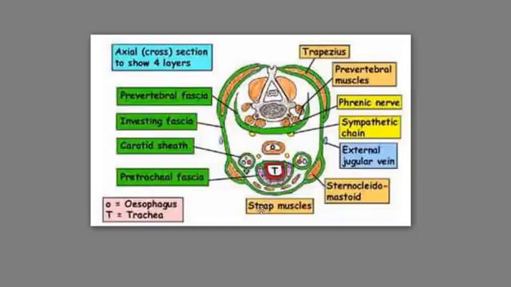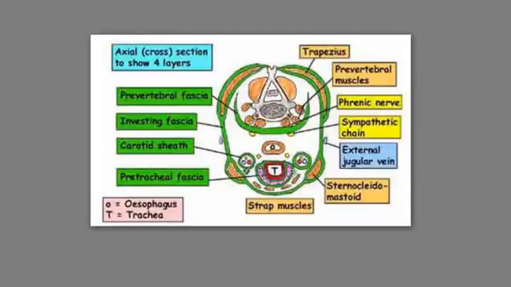So the superficial fascia isn't included on this diagram. This is just the deep fascia of the neck. So the superficial fascia would run outside of this, and the platysma would be contained here anteriorly in the superficial fascia. So you've got the investing fascia, which encloses the entire neck, and you can see how it splits to surround the trapezius muscle posteriorly, and anteriorly it splits to encapsulate the sternocleidomastoid muscle. And then you've got these other fascial compartments.